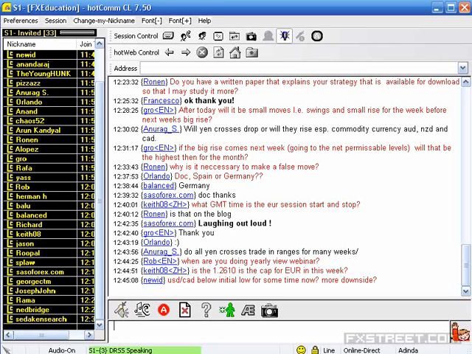Do all N crosses trade in the range for many weeks? N cross is also expected to gain the level this week and next week. Okay, what are you doing? Yearly view webinar. I will give the yearly webinar once the market stabilizes and the optimal volume is seen in the market. Then subsequently I will try to give the ranges for every month, but not before that.